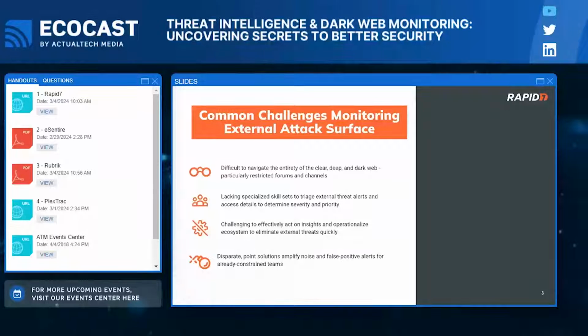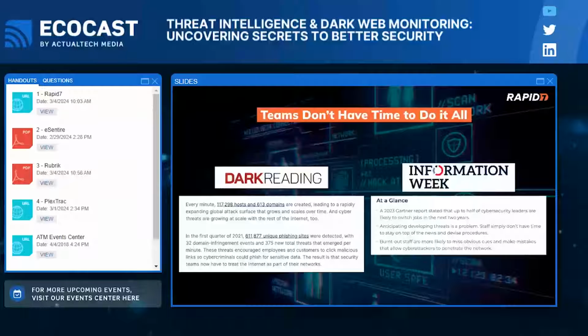And so those are some of the things that we hear, and we know that teams don't have time to do it all. And as much as your internal attack surface is proliferating rapidly, certainly that is true of the external attack surface as well. There are literally every minute hundreds of thousands of hosts and over 600 domains created. It's just rapidly expanding. There's almost 1 million phishing websites created in the first quarter of 2021. Unfortunately, all of these numbers just continue to go up every year, and so it's incredibly challenging to keep up with.